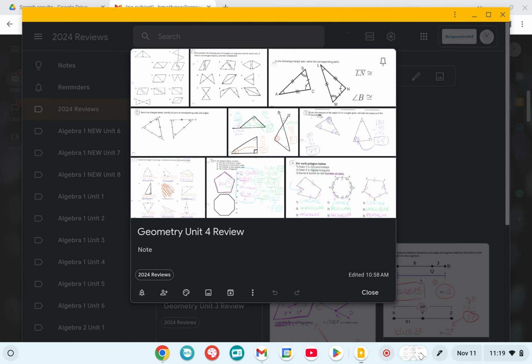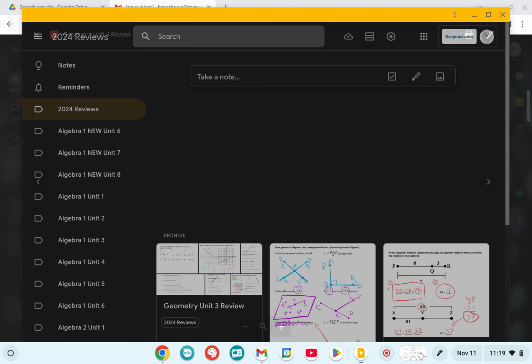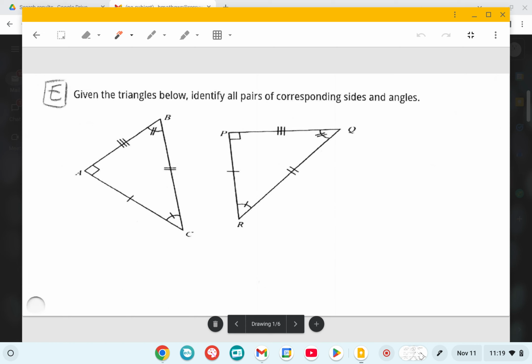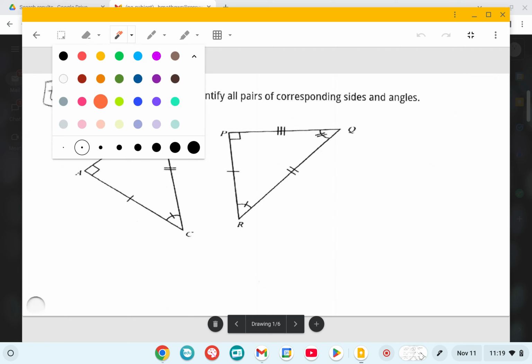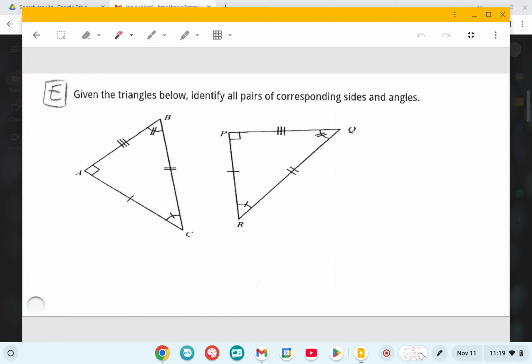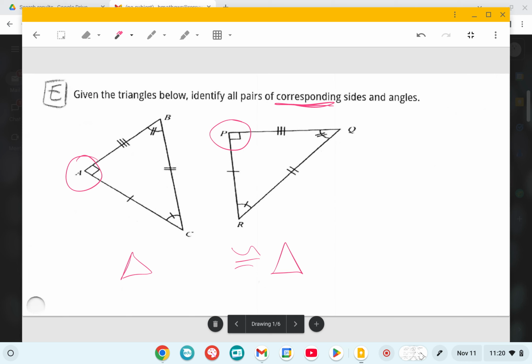Looking at part E right here. All that you need to know here is that you need to be able to write the names of these triangles in a corresponding way. That means that when we say corresponding, we need to know that A goes with P because they both have the same kind of mark. And so when I go to name these triangles, the way you're going to write it is you're going to write what's called a congruence statement. And each part is going to be named.